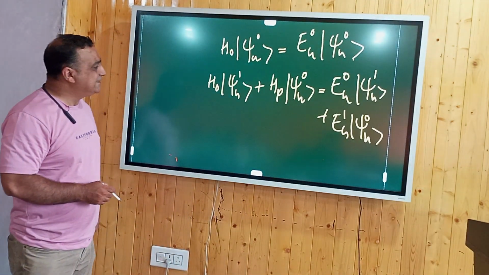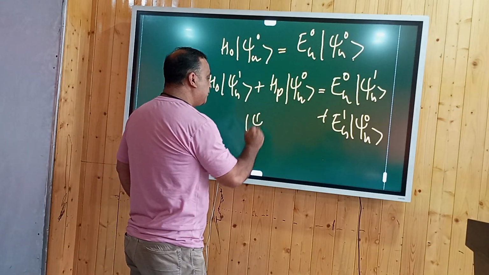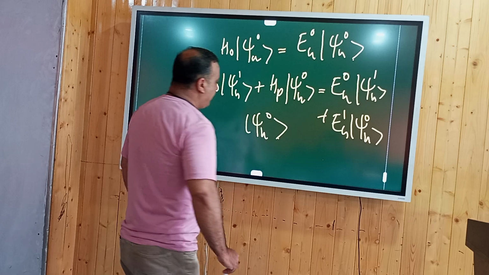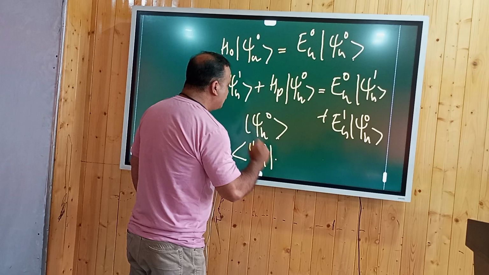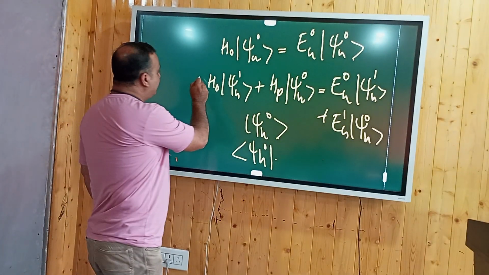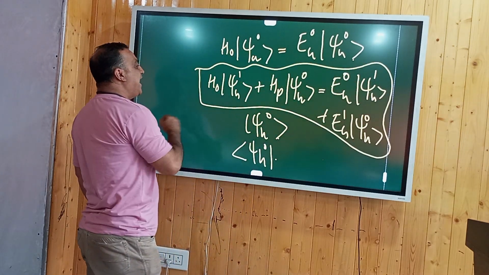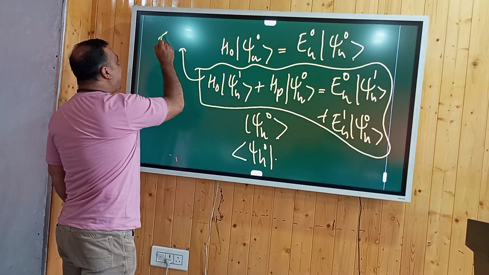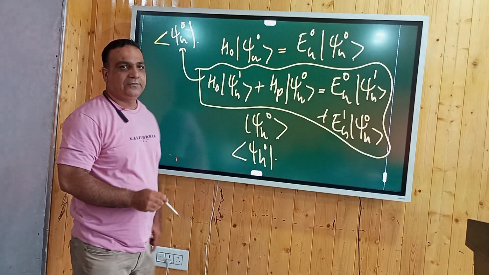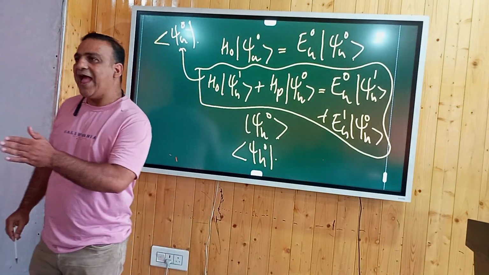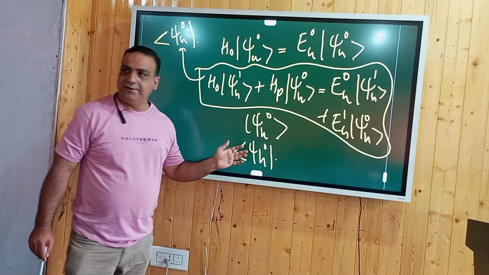So what should I do here? We have the ket of psi n naught, and what will be its bra? It will be the bra of psi n naught. So I would like to multiply this equation from the left by the bra of psi n naught. Is this clear? So we have to multiply it from the left.